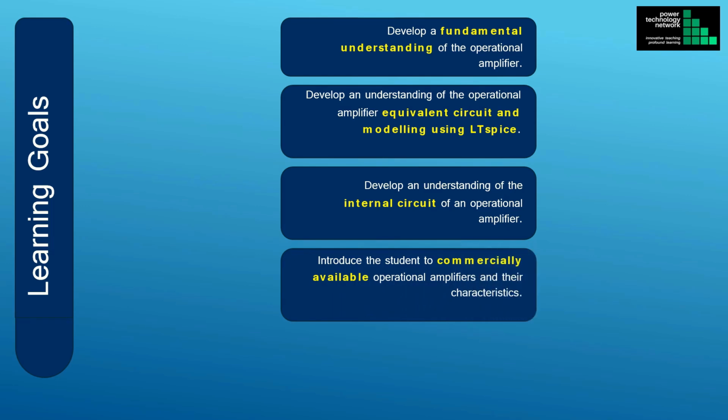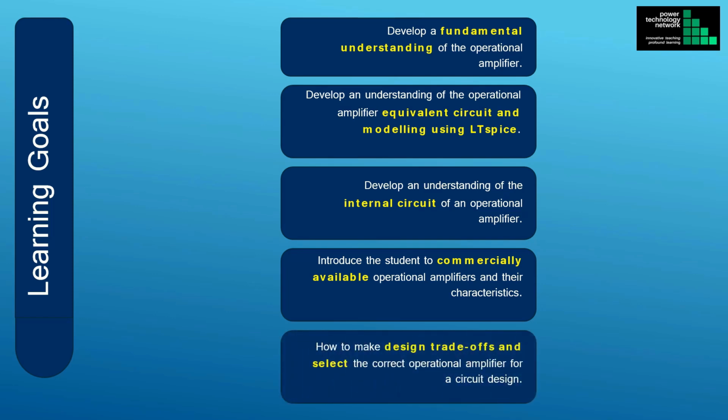We introduce the student to what op-amps are commercially available. This includes the various types of op-amps, various types of output stages as well as different manufacturers. We also guide the student through the various op-amp characteristics and parameters, and how to make design decisions and select the correct op-amp for an application.